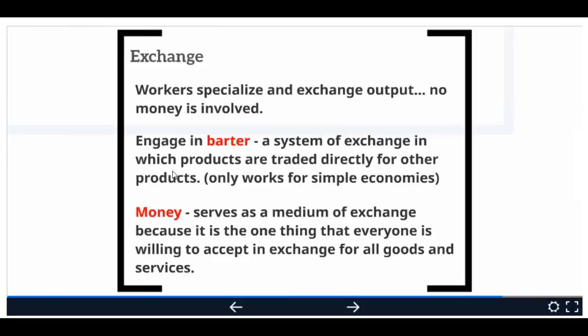Exchange. In this example, you and David specialize and exchange your output. No money is involved. In other words, you engage in a barter. A barter is a system of exchange in which products are traded directly for other products. Barter works best in simple economies that have little specialization and few types of goods to trade. So it works between you and David. Money, which would be coins, bills, checking accounts, etc., serves as a medium of exchange because it's the one thing that everyone is willing to accept in exchange for all goods and services.